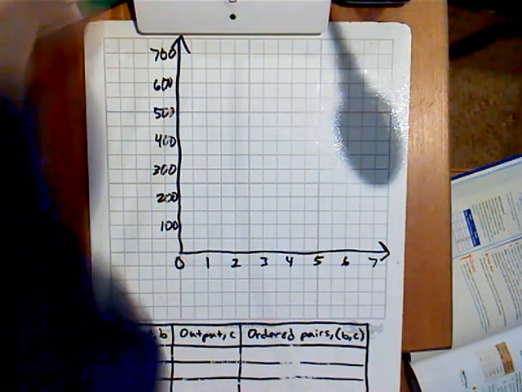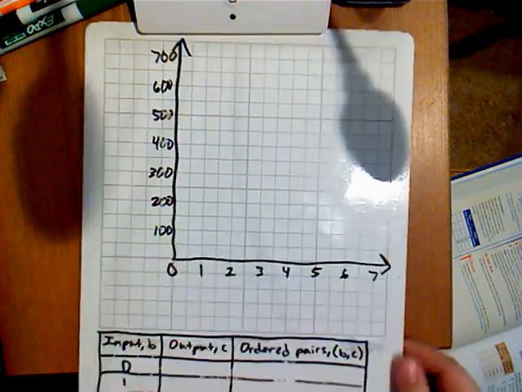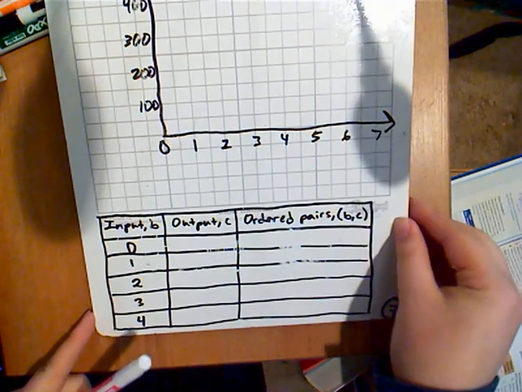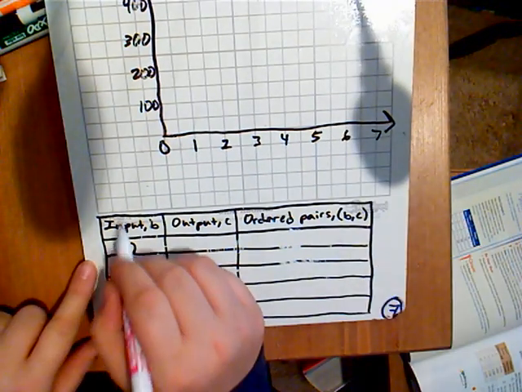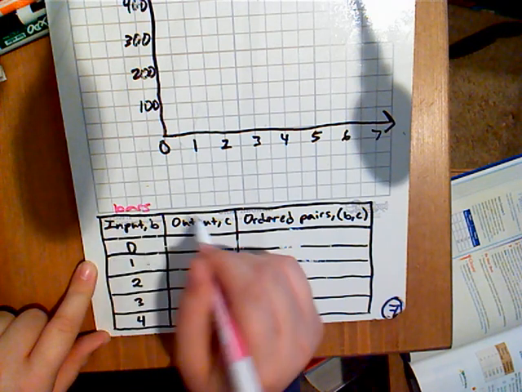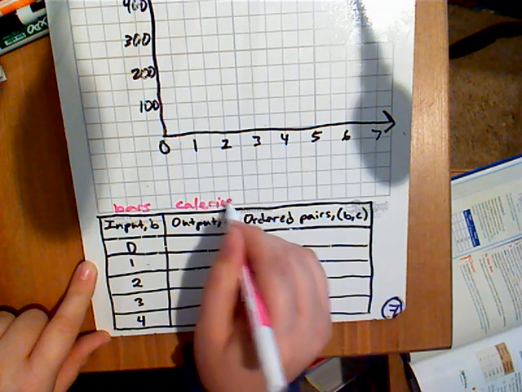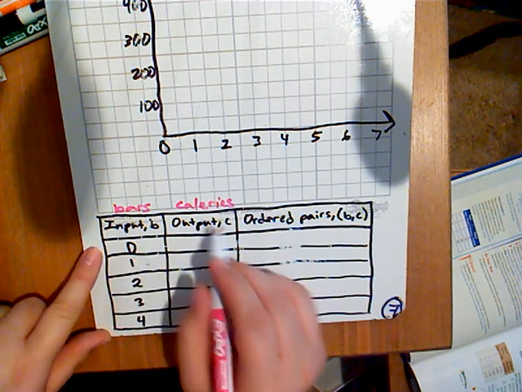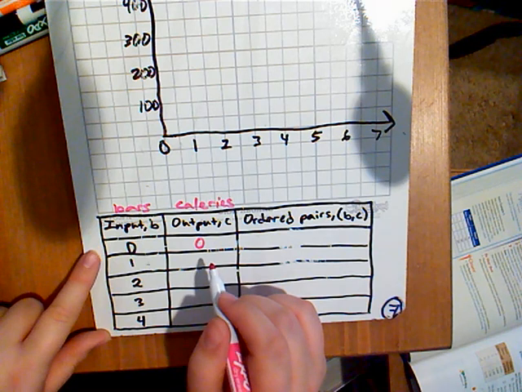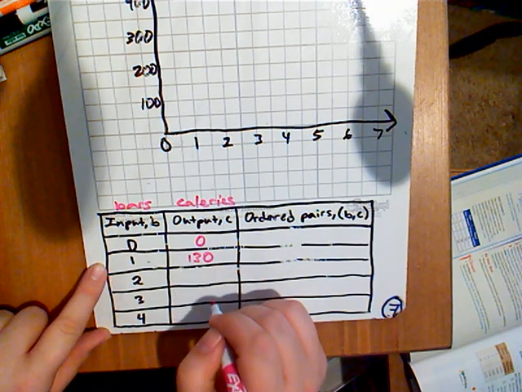Okay, so in order to graph it, okay, we've got 0, 1, 2, 3, and 4. Okay, we're talking about our input, our X are the bars, our output, the C, are the calories. Okay, so if we have 0 bars, we have 0 calories because you're not eating anything. Remember, 1 bar is 130 calories.